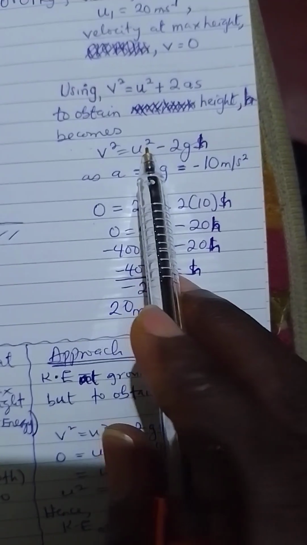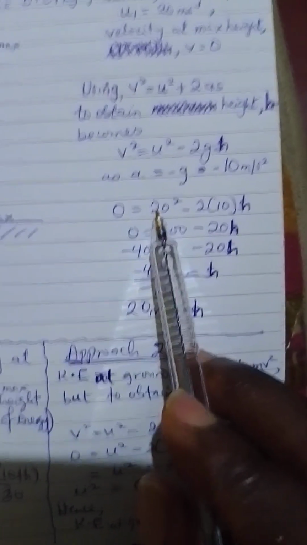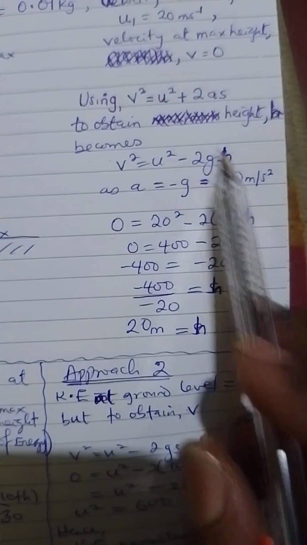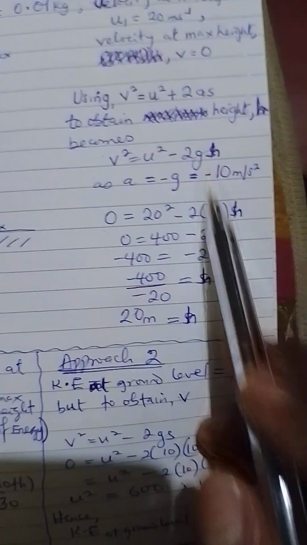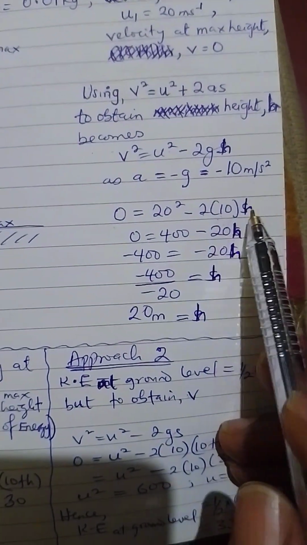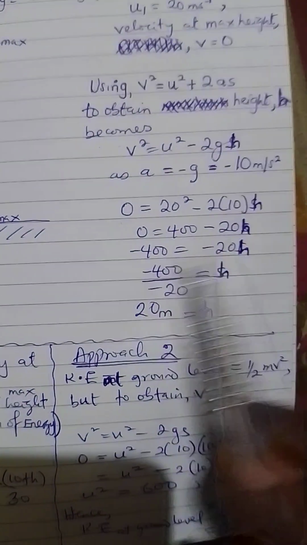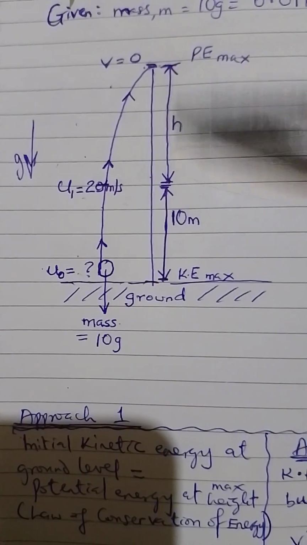Initial velocity is 20, put that in, 2 times 10. G is given or assumed from the question. Make h the subject of the formula, slot it in, and you get that height is 20 meters. So only this portion here is 20 meters.